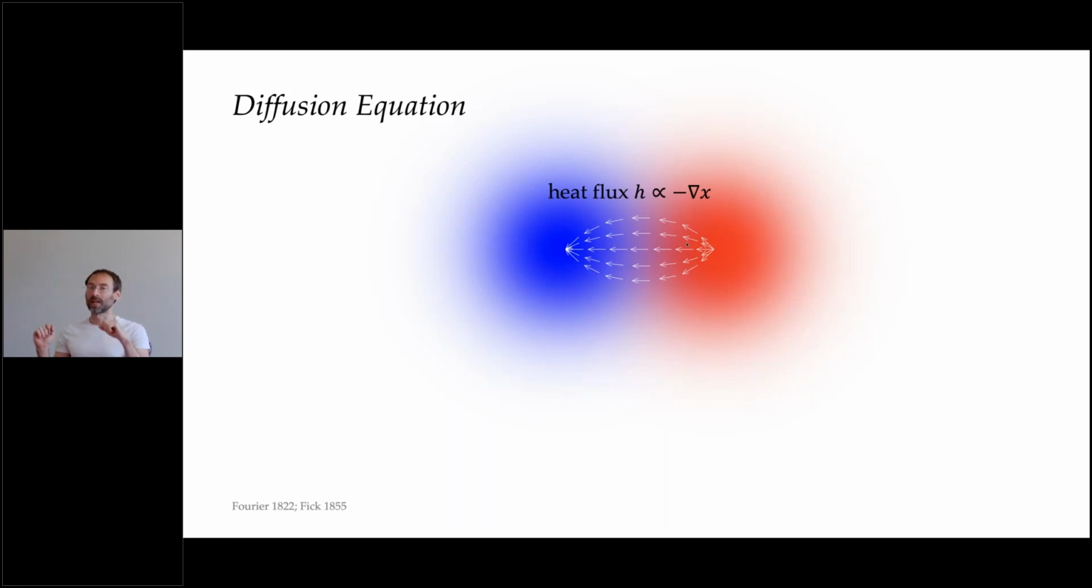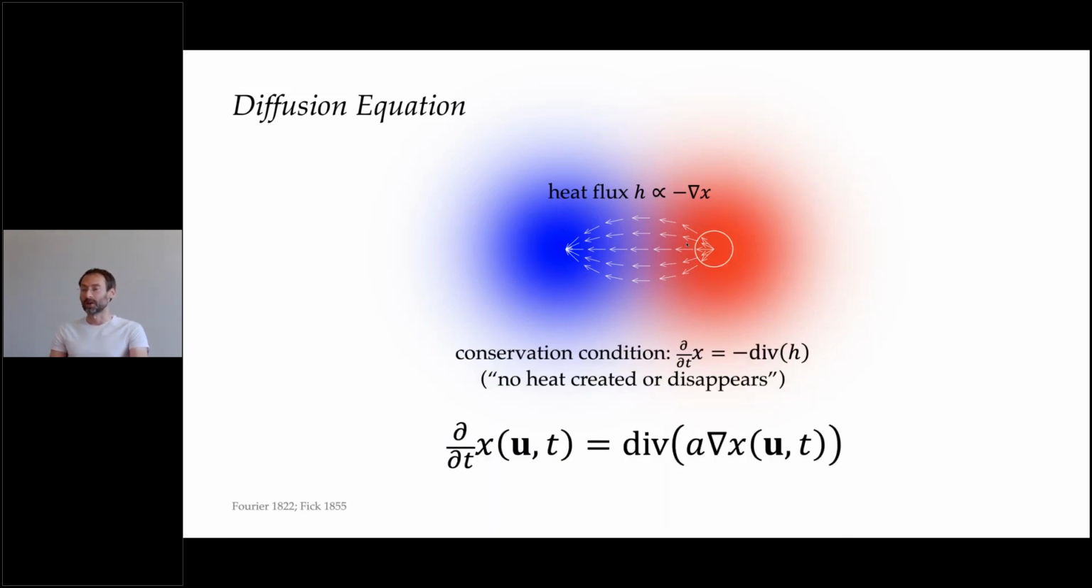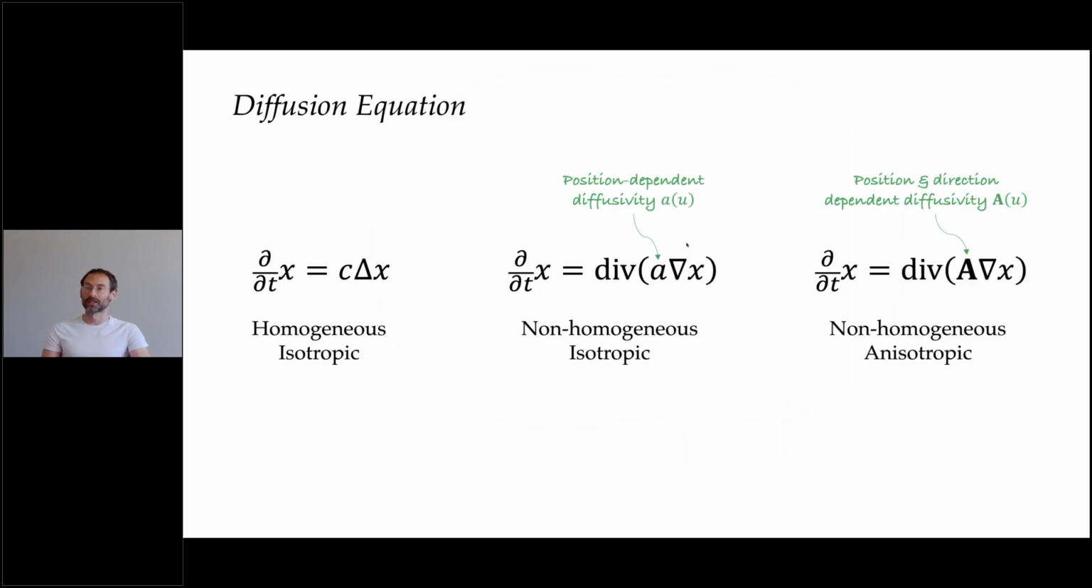The gradient of the temperature creates a flux of heat that is governed by what is called the diffusion equation. So it's a partial differential equation. On the left-hand side, we have the temporal derivative of the temperature. On the right-hand side, we have the divergence of the gradient. Basically, that captures the kind of conservation law that no heat is created or disappears. And there are multiple versions of the heat equation. The simplest one is homogeneous and isotropic diffusion, where the heat propagates in the same way at every point of the domain. We can make it non-homogeneous by making the diffusivity position dependent, or anisotropic, making it also direction dependent.